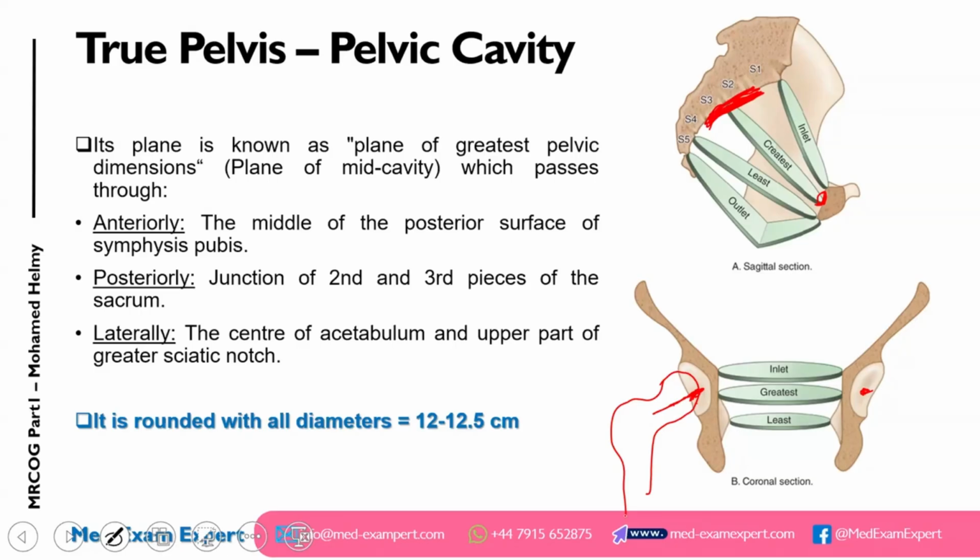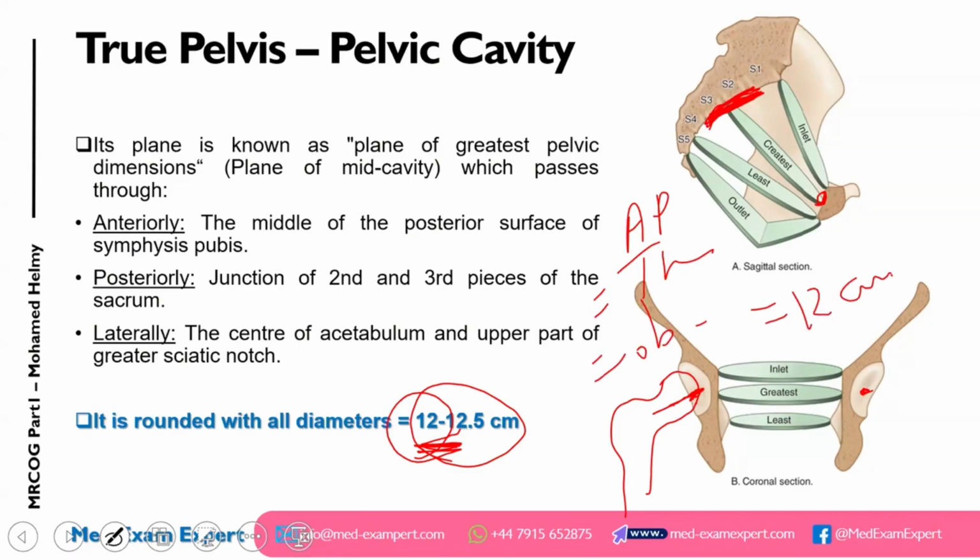The good thing about the pelvic cavity is that all its diameters are the same, equal to 12 to 12.5 centimeters. For better memory, we will call it 12 centimeters. So anteroposterior equals transverse equals oblique equals 12 centimeters. So again, I'm repeating: the inlet is 11, 12, 13. Now the cavity is all 12, 12, 12, 12.